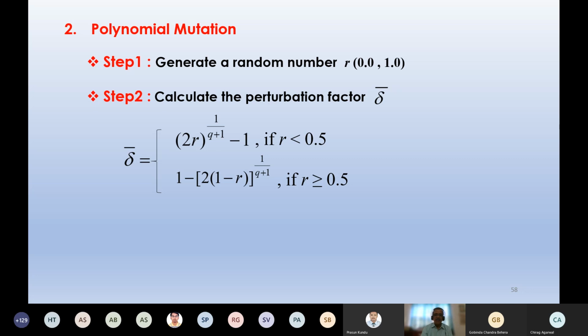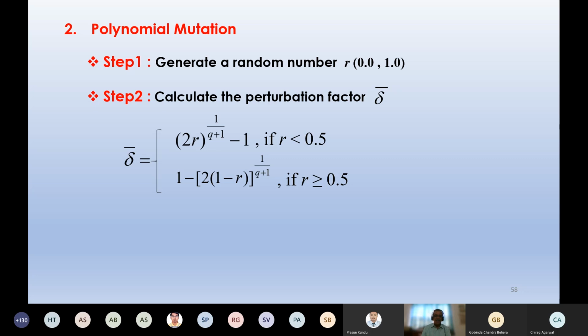And if I put r equals to 1, what will happen? I'm considering two extreme values for this particular r, that is 0.0 and 1.0. So if I put r equals to 1.0, I'll be getting delta bar is nothing but 1. Now you see the real beauty of this particular selection. Delta bar is lying between -1 to +1 in the normalized scale.